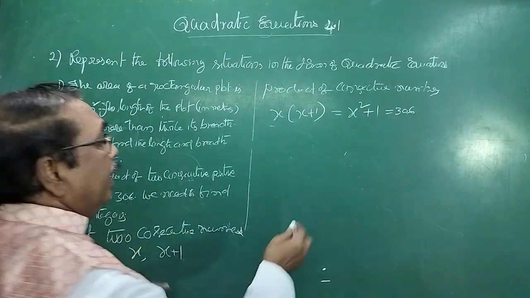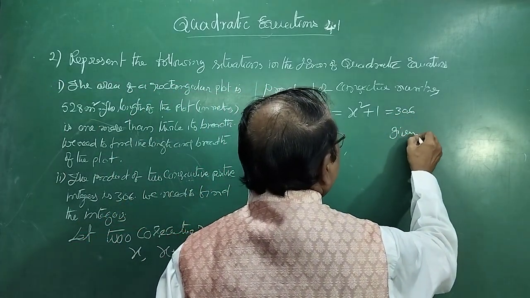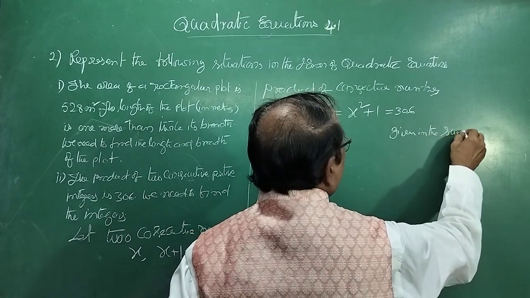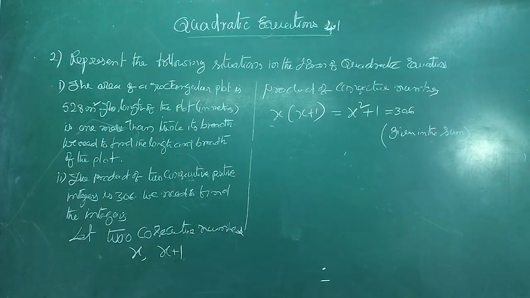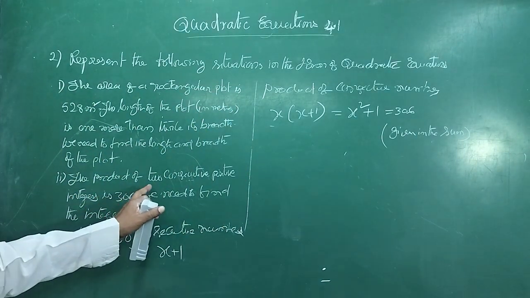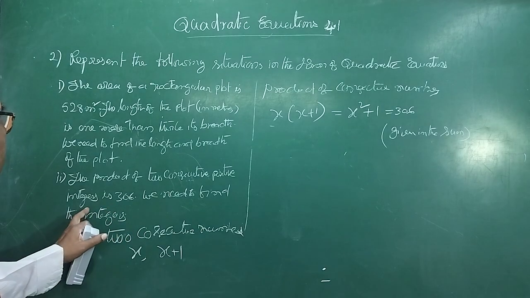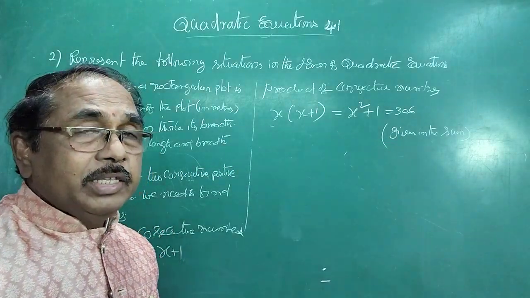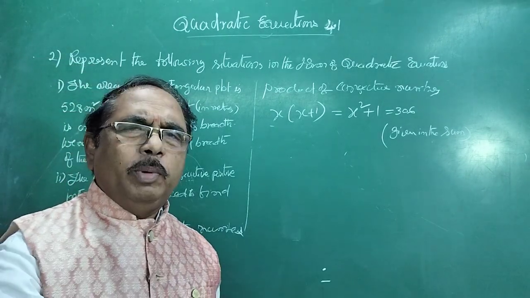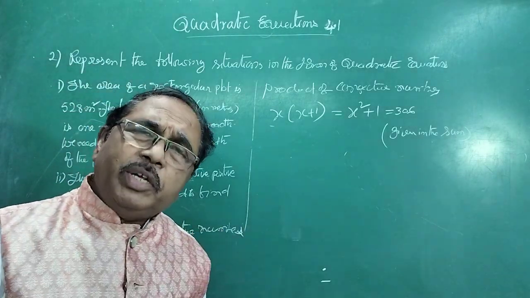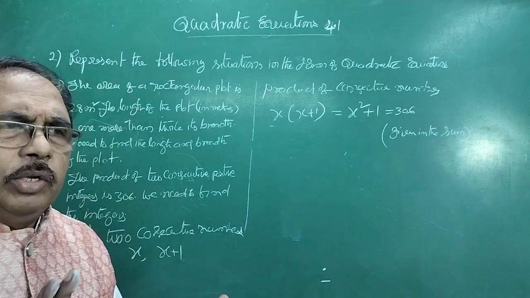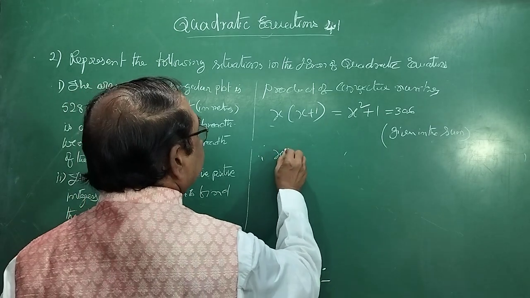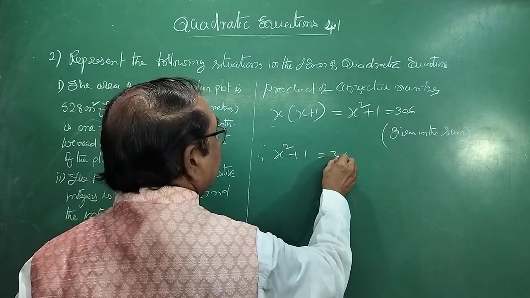Where do we get this given? In the problem itself it is given: the product of the two consecutive positive integers is 306. As per the problem, as per the situation given, we have written it. No newness is there. Now, x square plus x is equal to 306.